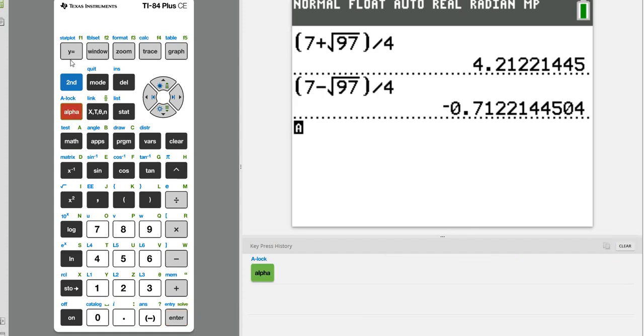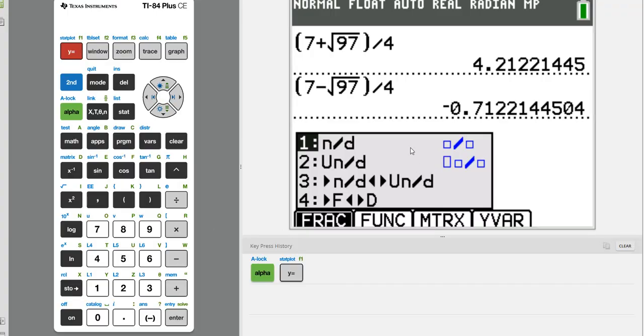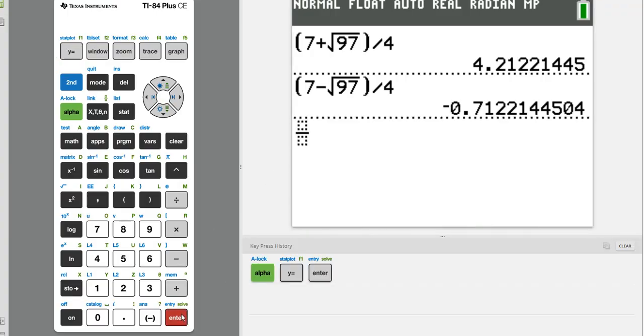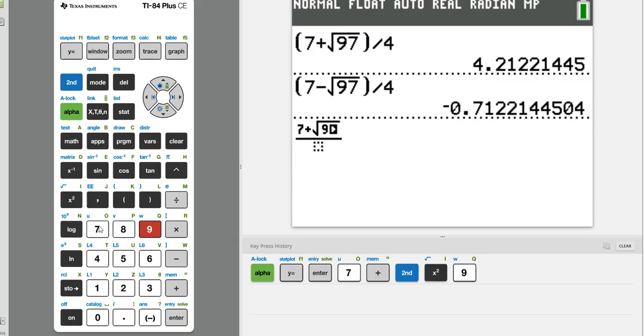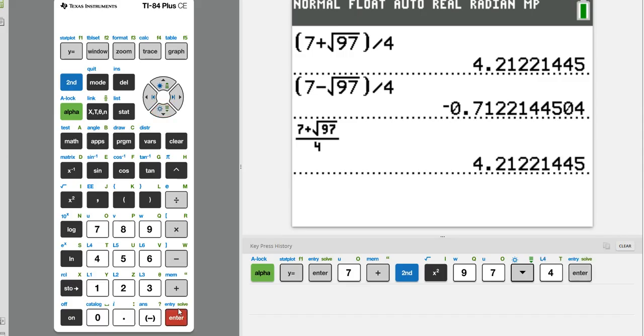Hit the alpha key, then the Y equals key. That first button gives you the opportunity to do a fraction, kind of straight up and down. 7 plus the square root of 97. And then we hit the down arrow key to get down into the denominator, divided by 4, and we get the same thing. So one way or another, I hope you're comfortable coming up with those numerical approximations. Comments or thoughts? Are we okay on those? It's something that I would expect and hope for you.